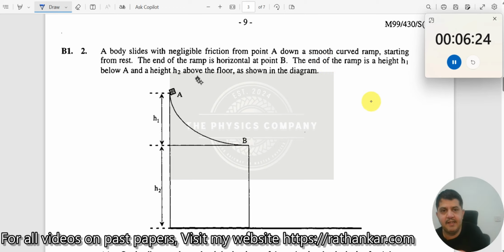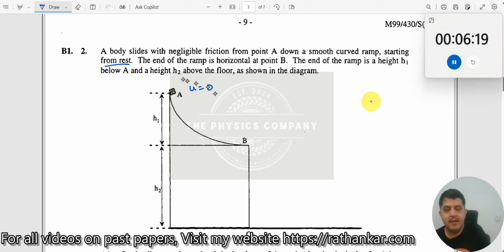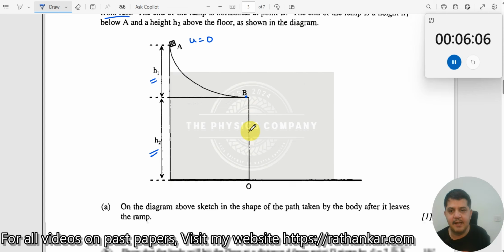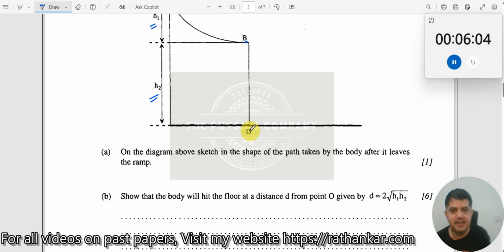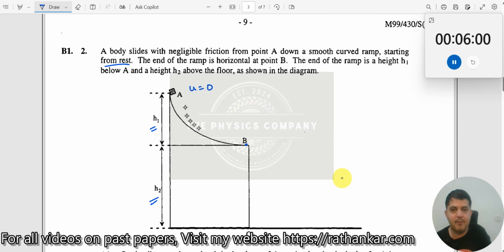Here, when I say it is starting from rest, what do you mean by that? It means initial velocity is 0. The end of the ramp is horizontal at point B. At point B, the end of the ramp is at a height h1 below A and at a height h2 from the floor. This height is h2, this height is h1. Next, on the ramp above, sketch the shape of the path taken by the body after it leaves the ramp.